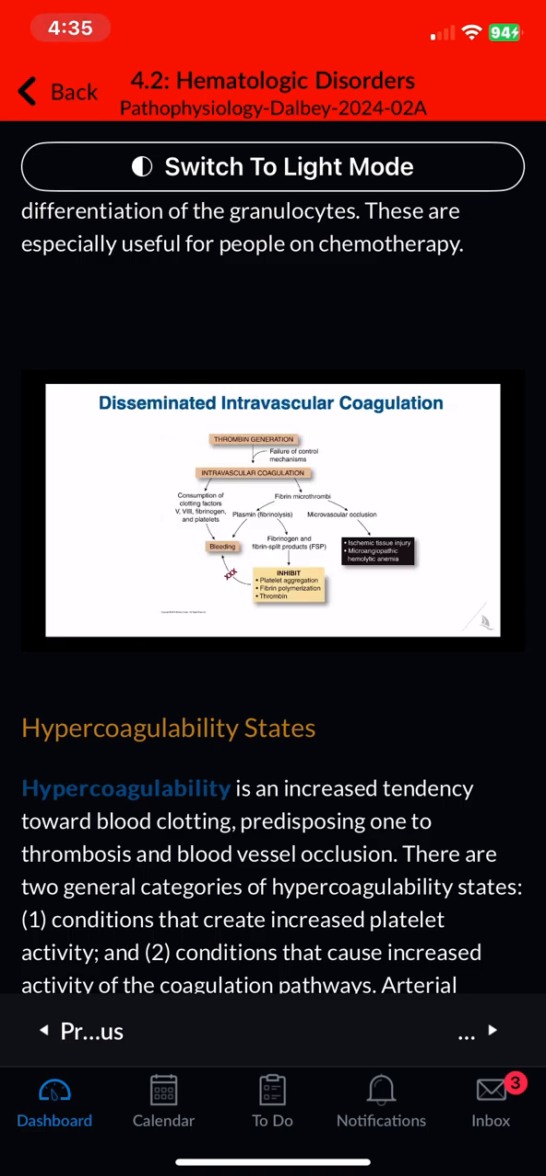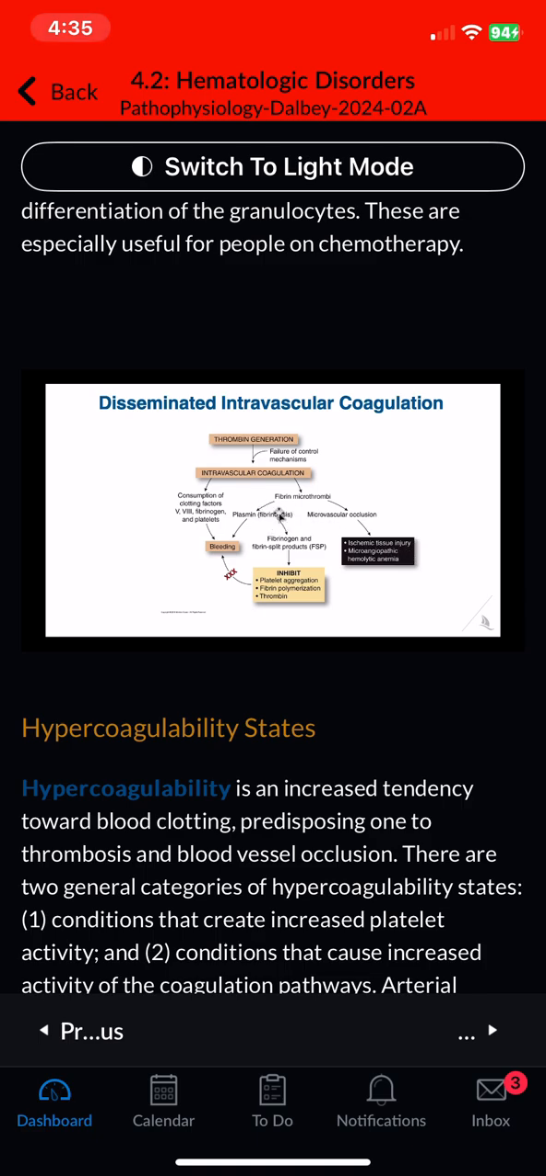And if you remember your cascades properly, thrombin generation is going to lead to our coagulation because ultimately it leads to the generation of fibrin. The fibrin that forms is going to cause occlusions, or they block blood vessels. And the result of that can be ischemic tissue injury and even hemolytic anemia.